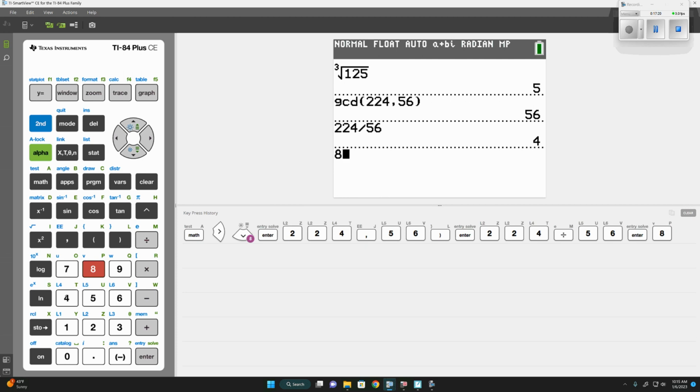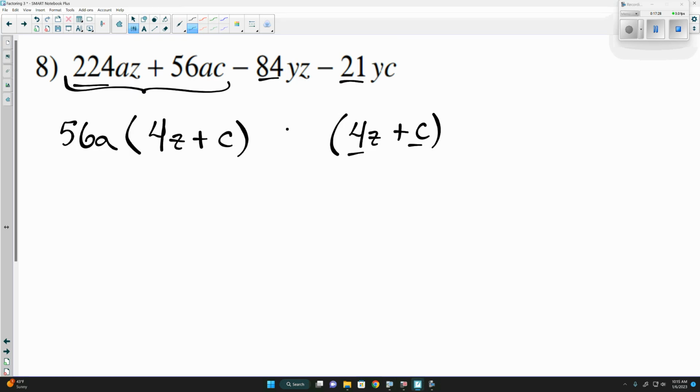So let's see what 84 divided by 21 is. So we know we're going to have to factor out 21. Well, the first one has yz, second one has yc, so we also have to factor out the y, yes? Because that's the next step. What else do we notice about these two terms? Are they positive or negative? They're both negative, yes? And we need them to become both. So what else do we factor out?